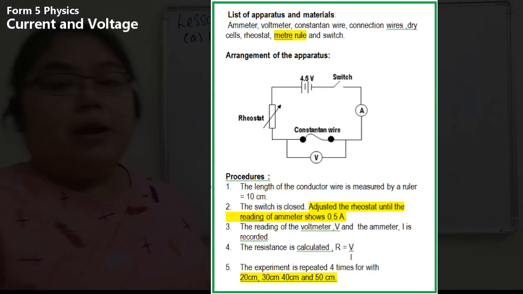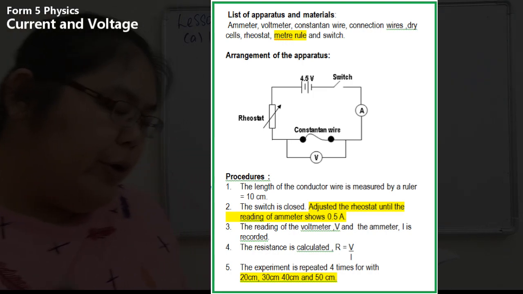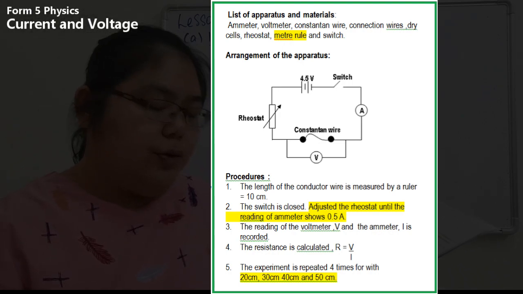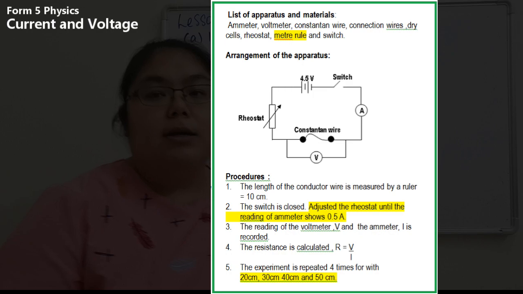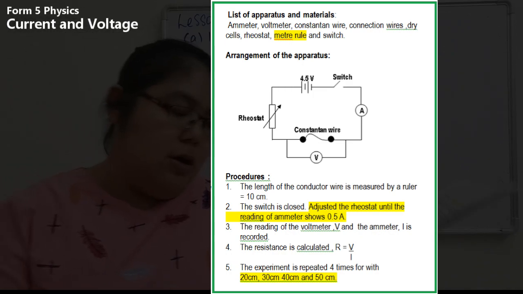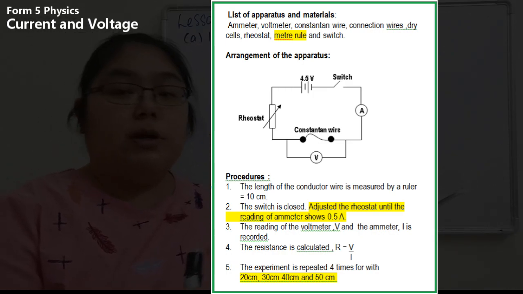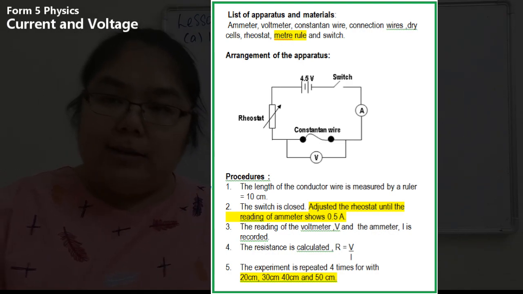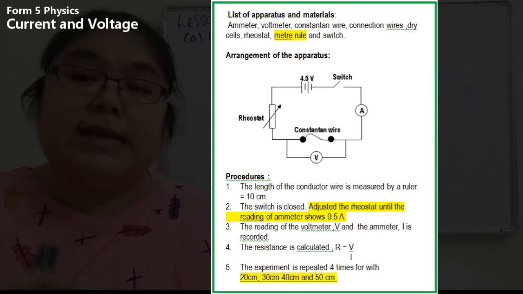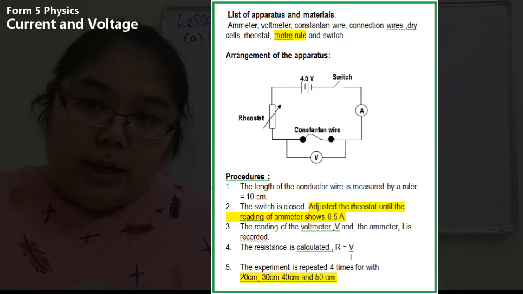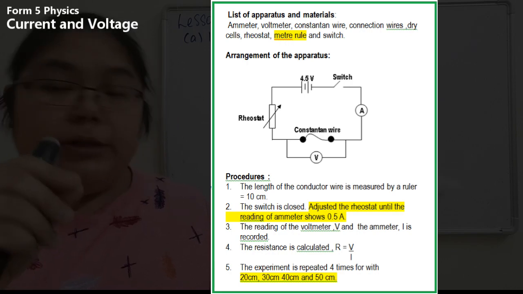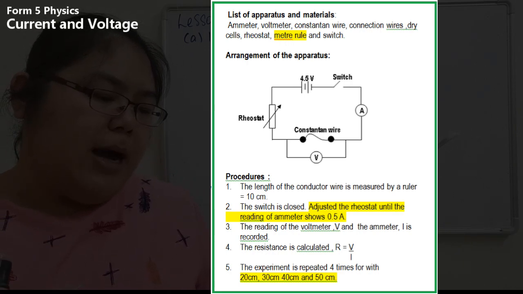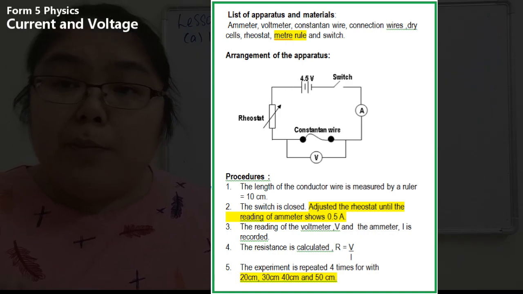The diagram is the same as just now what I drew. They got rheostat, constant wire, voltmeter in parallel, then they got battery, switch, and ammeter. Ammeter is in series. Let's see the procedure. The first one, you say the setup. Number 2, you need to mention the length of the wire you want to use, how many. The length of the conductor wire is measured by a meter rule. You mention how many cm.